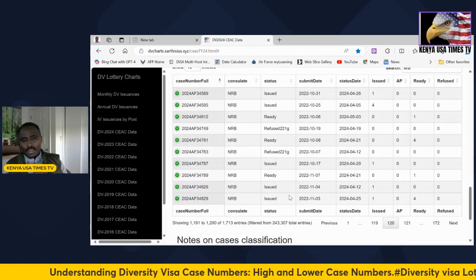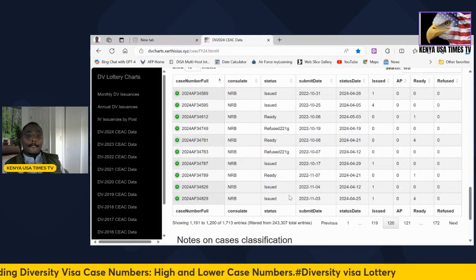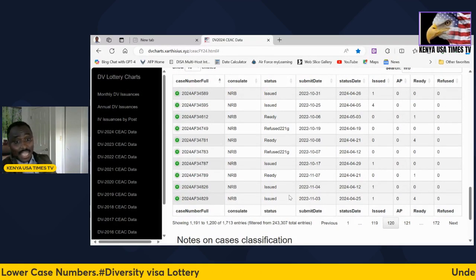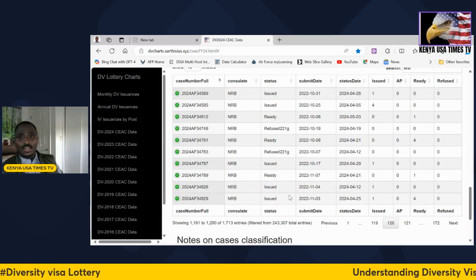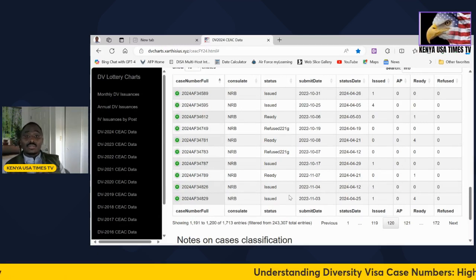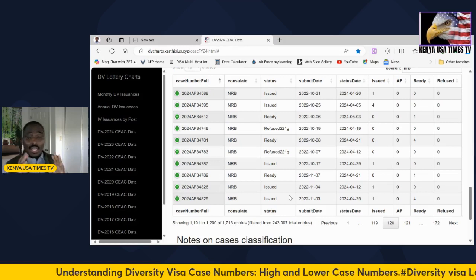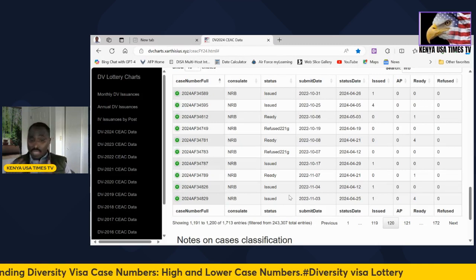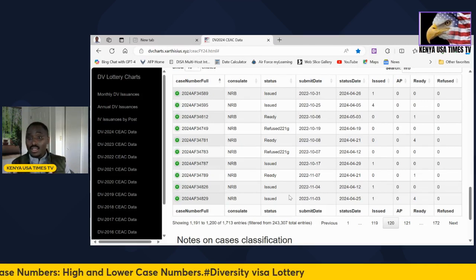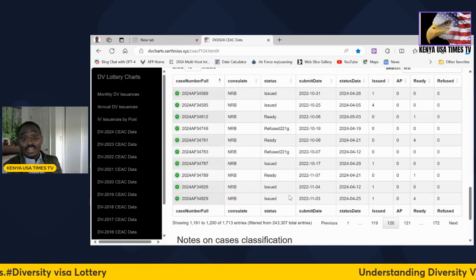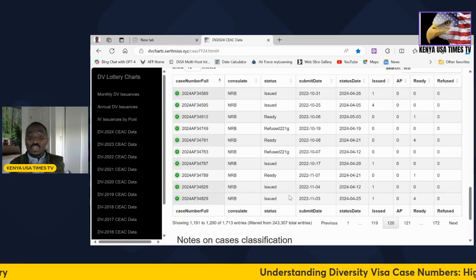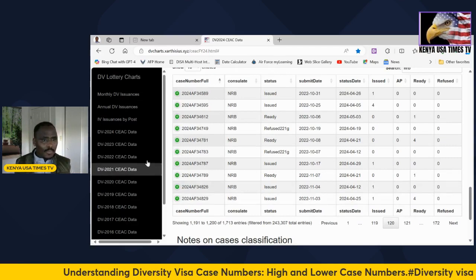So guys, as you can see, this shows that if you play your cards very well, if you have a high case number, you submit your DS-260 early enough, you have a chance. And also, if you have a lower case number, and you don't submit your DS-260 early enough, or maybe you are missing some documents, you may be refused a visa. That's a fact.